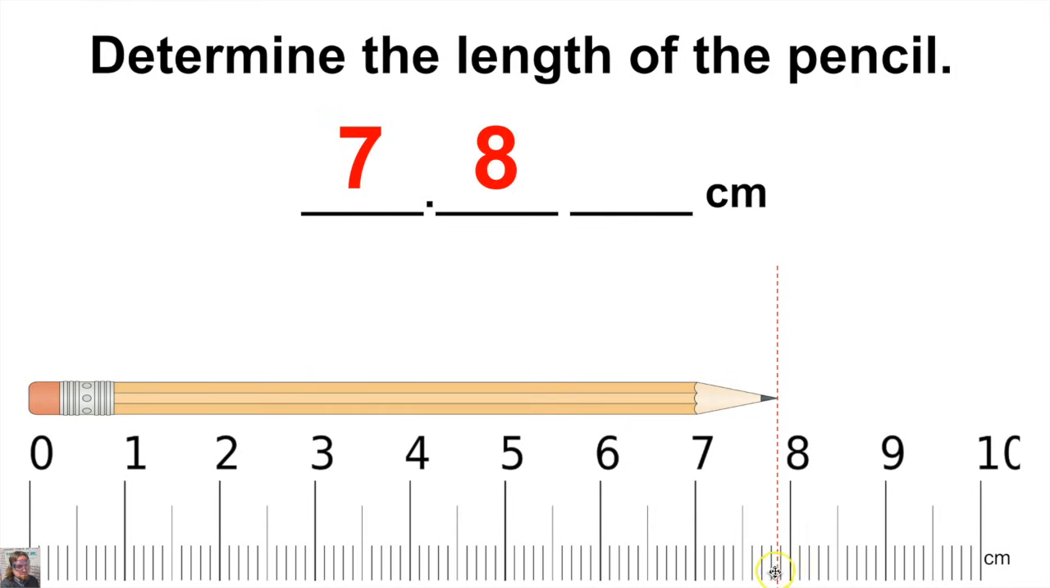And if we take a closer look and estimate the hundredths place, or the second decimal place here, we'll call that 7.87 centimeters. Let's take a look at this last example of length.